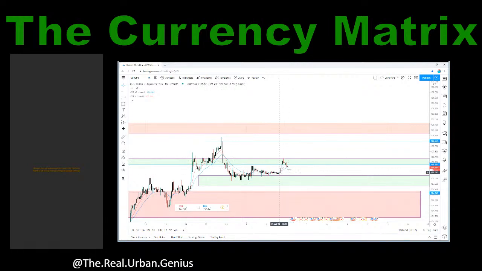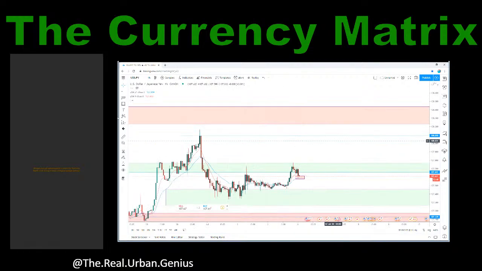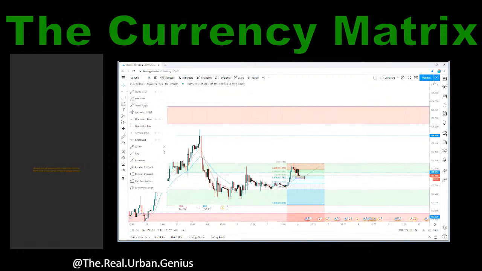If I put my Fibonacci on it, this zone right here is likely going to be the 50. And let's check that out. Let's see what we got. And that's from here to here. As you see, that's dead on the 50. Dead on the money.